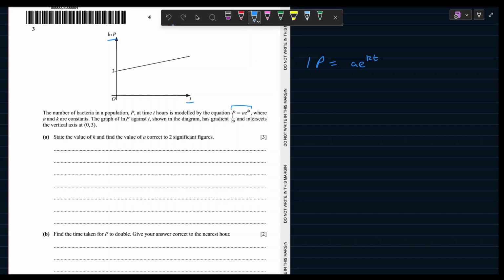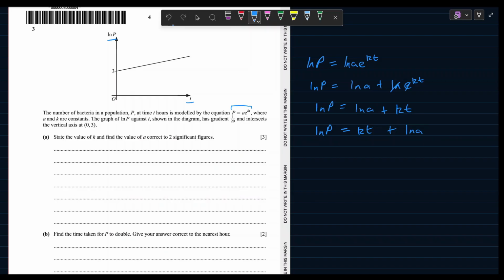So we're going to apply the natural logarithm to both sides. So we've got ln P is equal to ln A plus ln e to the kt. So ln P is equal to ln A plus ln, and e will cancel out, so you end up with kt. So what you have is ln P is equal to kt plus ln A.